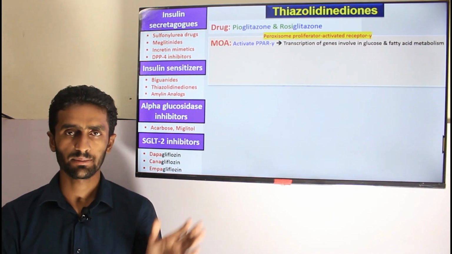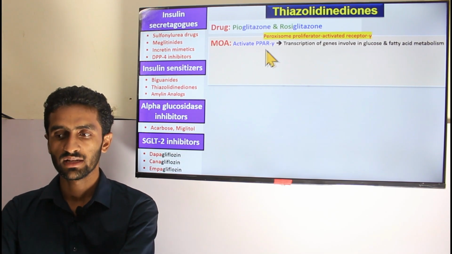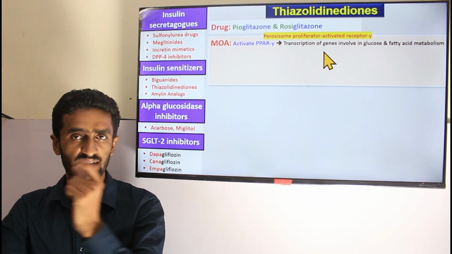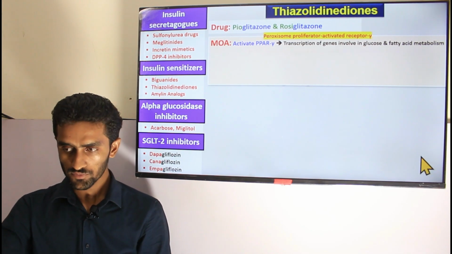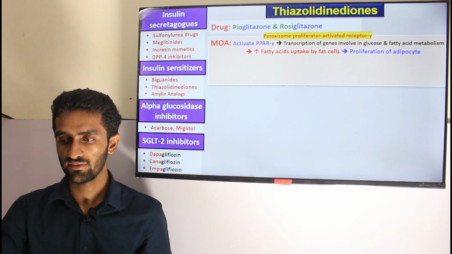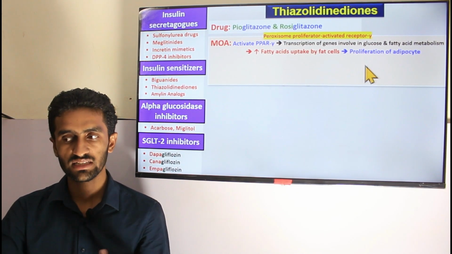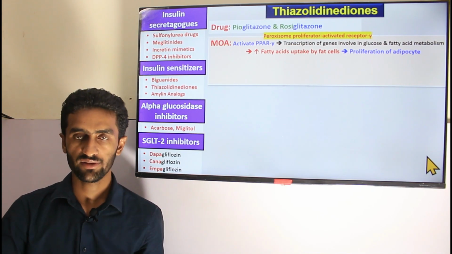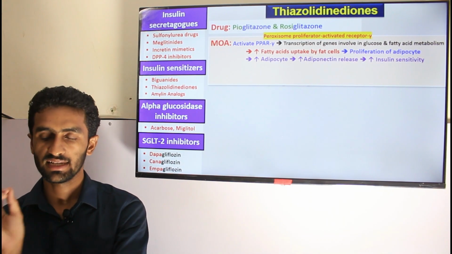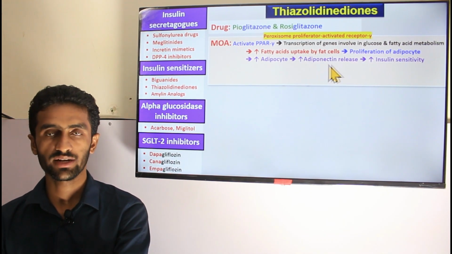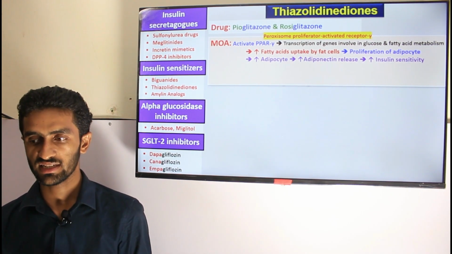Because PPAR alpha and gamma are mainly associated with fat metabolism, but PPAR gamma has some transcription genes which are involved in glucose and fatty acid metabolism. So let's see the beneficial effects of PPAR gamma. They increase fatty acid uptake by the fat cells. In this way they are responsible for the proliferation of adipocytes, meaning adipogenesis. As they increase adipocytes, they increase adiponectin release, which is responsible for insulin sensitivity. So they increase the insulin sensitivity.